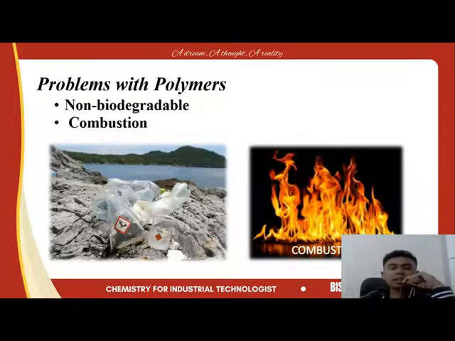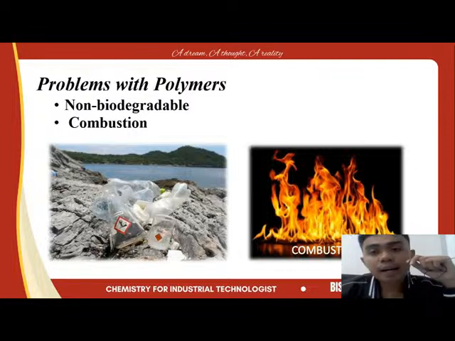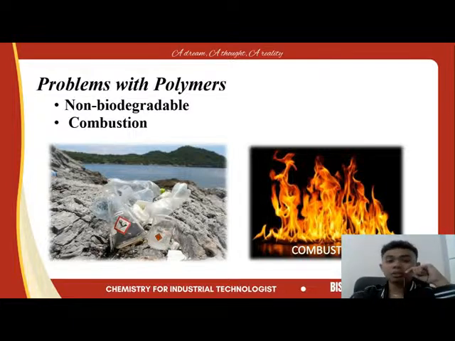Okay, and the problem, as what I have said, is the emission of carbon dioxide that is produced in incineration. A greenhouse gas which contributes to global warming. Oh, we have global warming now, climate change. It's because of the burning of these materials.